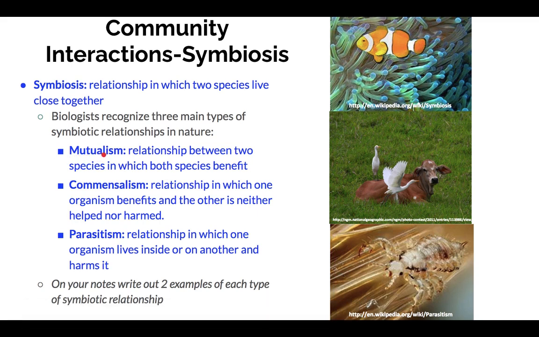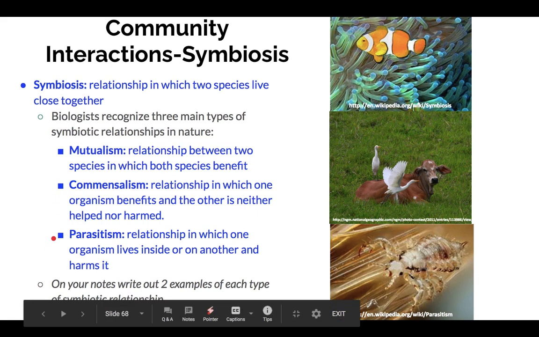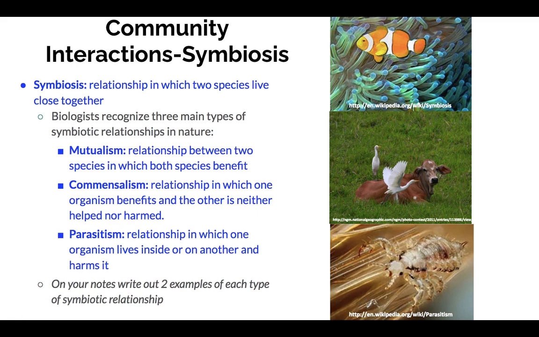You may have heard this term before, and if you're thinking in terms of emojis, that would be two happy faces. Commensalism is the relationship in which one organism benefits and the other is neither helped nor harmed. For emojis, that would be one happy face and one meh face. And the last one is parasitism, and that is the relationship in which one organism lives inside another and harms it. So that would be one happy face and one sad face.